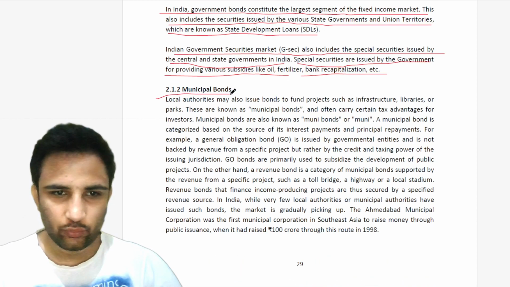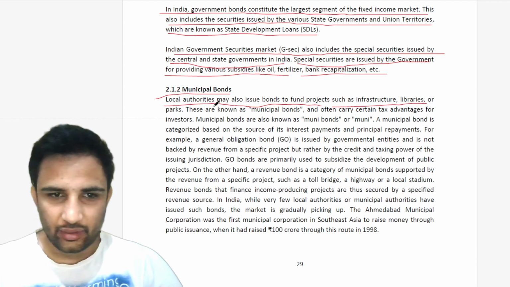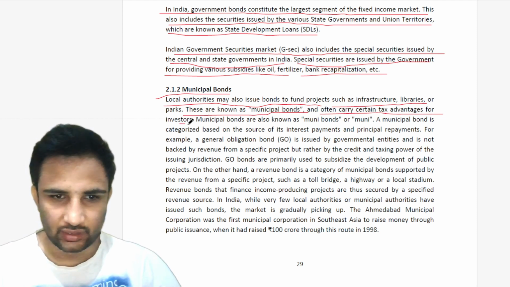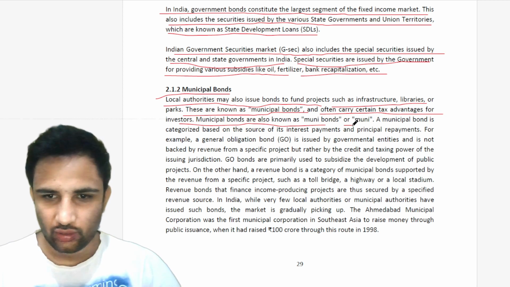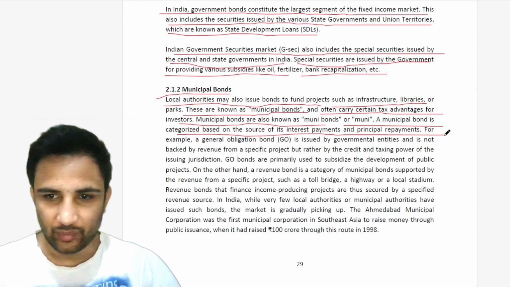Chapter 2.1.2, Municipal Bonds. Local authorities may also issue bonds to fund projects such as infrastructure, libraries, or parks. These are known as municipal bonds and often carry certain tax advantages for the investors. Municipal bonds are also known as muni bonds, and a municipal bond is categorized based on the source of its interest payments and principal repayments.